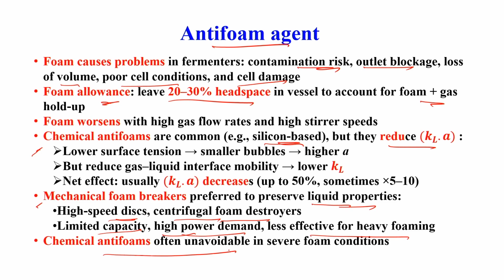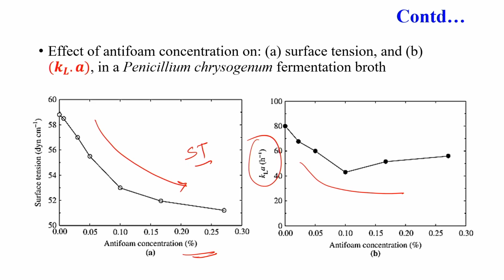So, most of the time these chemical antifoams are used in commercial bioreactor operations, and this is the effect we have discussed: they adversely affect the KLa value. And how does it work? It works by minimizing the surface tension value.